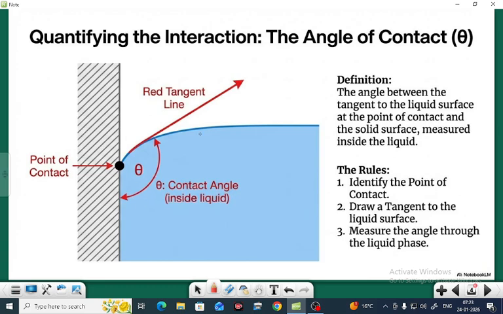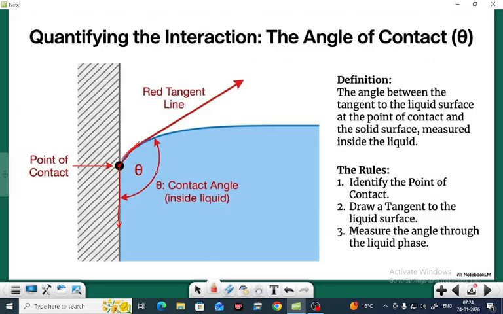Suppose it is for mercury. Mercury has a convex shape. So there is a tangent here, the red line. This is a tangent here, right? And this is the point of contact. And the tangent to the solid surface is this one. So there is an angle between these. Here the contact angle is always measured inside the liquid. Identify the point of contact first. This is the point of contact. Draw a tangent to the liquid surface. Measure the angle into the liquid phase. This is the angle of contact.